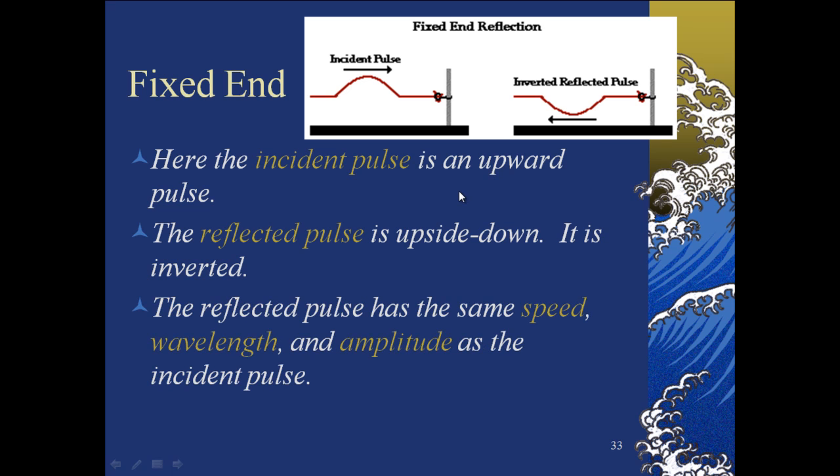So the reflected pulse has the same speed, wavelength, and amplitude as the incident pulse. So however much energy you give it in the incident pulse, the reflected pulse is going to be the same. It's going to come back at you with that same amount of energy. So this wavelength from here to here, it's going to be the same as from here to here. The amplitude from here to here is the same as from here to here. And it's going to have the same speed coming down as it does coming back. Now that's in a perfect world. And in physics, we neglect things like friction because it's a pain in the butt to deal with.